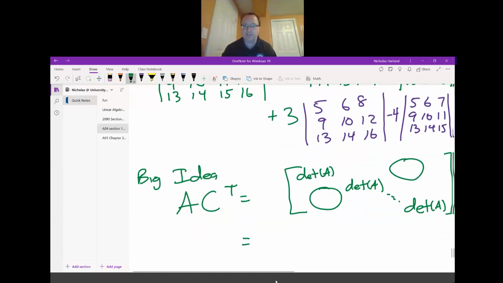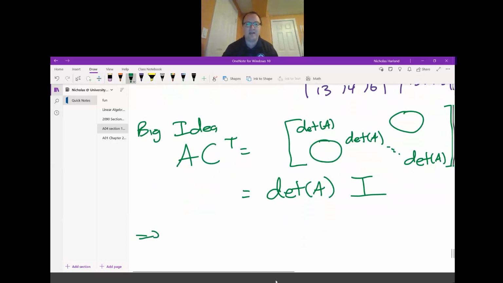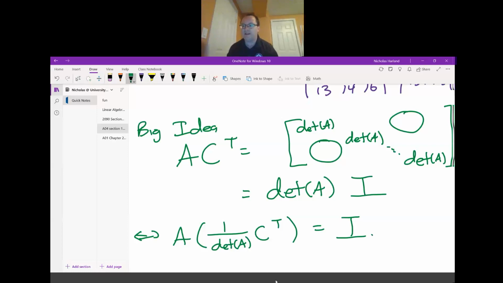So a little factor job would say this is equal to the determinant of A multiplied by what? And if we divide through by the determinant of A, we would get A times 1 over the determinant of A times C transpose is equal to I. What does that tell us? So put that together into a big idea. Yeah. The inverse is equal to 1 over the determinant of A times this crazy thing that we'll give a special name to later.